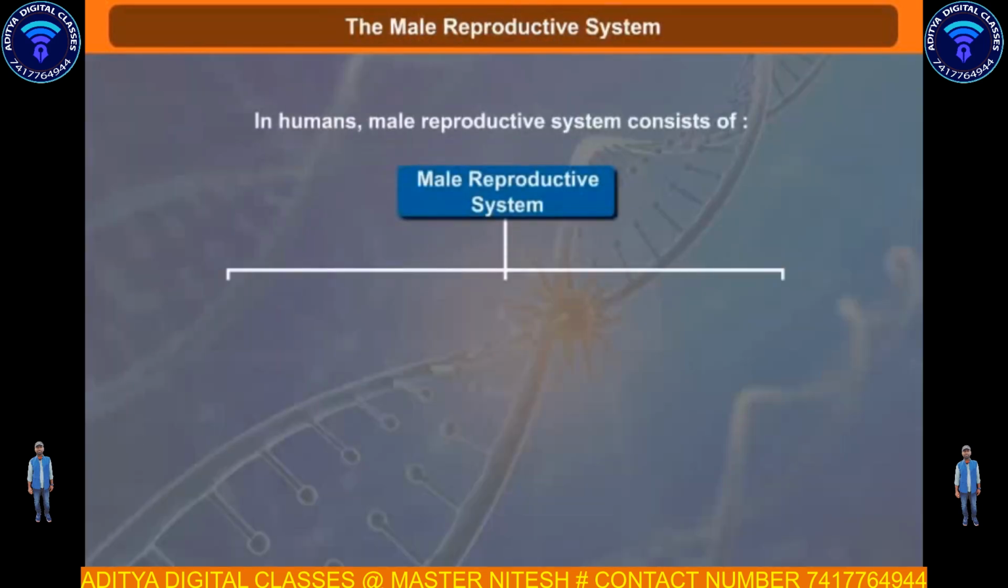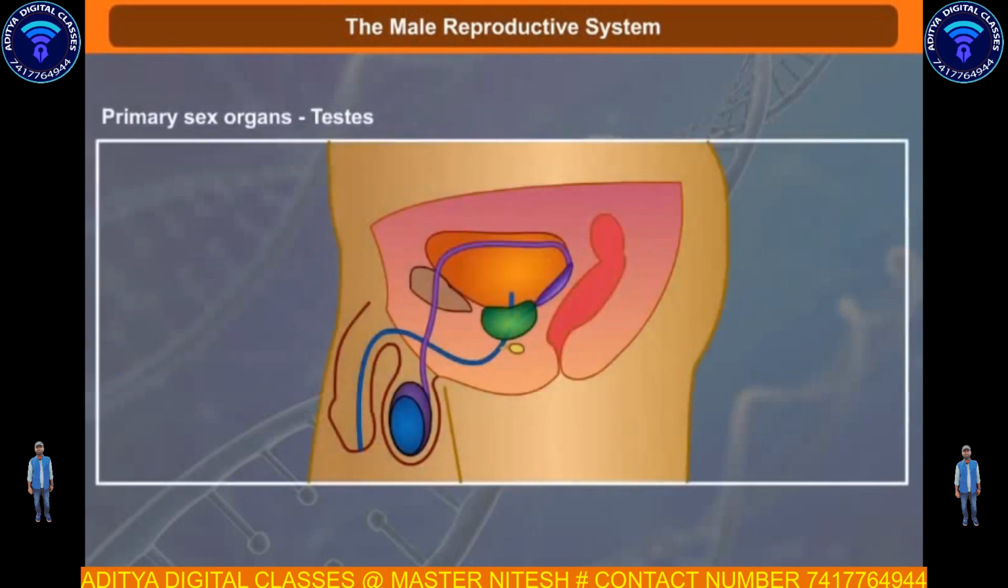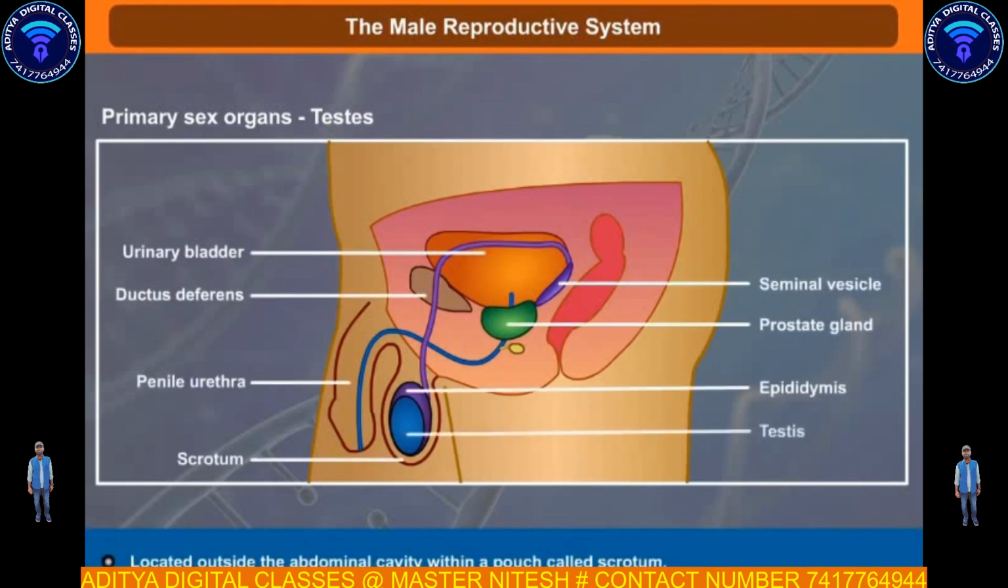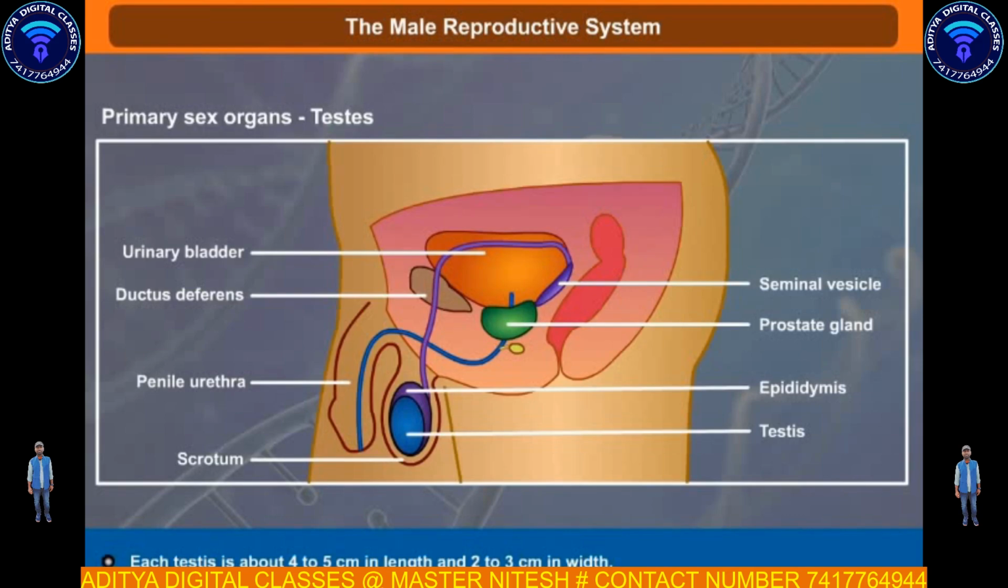In humans, male reproductive system consists of primary sex organs, testes, located outside the abdominal cavity within a pouch called scrotum. Scrotum provides low temperature required for spermatogenesis. Each testis is about 4 to 5 centimeters in length and 2 to 3 centimeters in width. Each testis has about 250 compartments called testicular lobules.